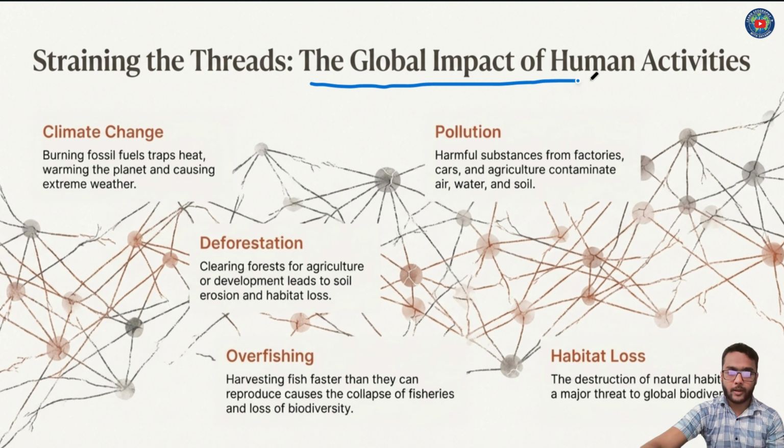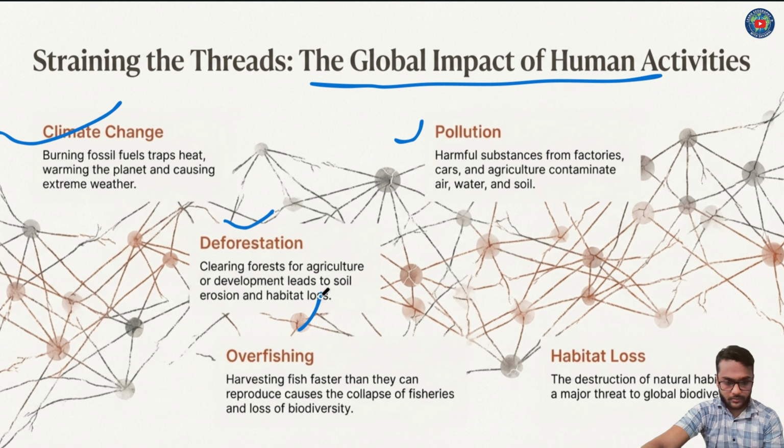Now, the global impact of human activities. Climate change: burning fossil fuels traps heat and warms the planet, causing extreme weather, that is global warming. Pollution: harmful substances from factories, cars, and agriculture contaminate air, water, and soil, that is pollution. Deforestation: clearing forests for agriculture or development leads to soil erosion and habitat loss. Overfishing or overgrazing. Overfishing means fishing to the utmost level.